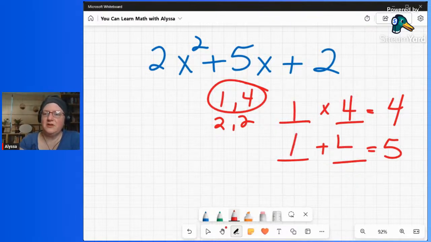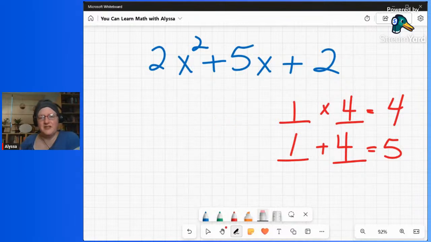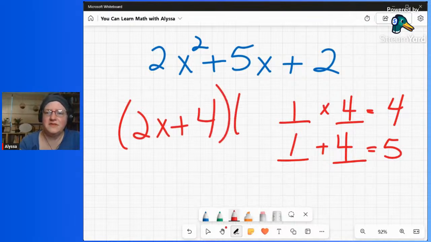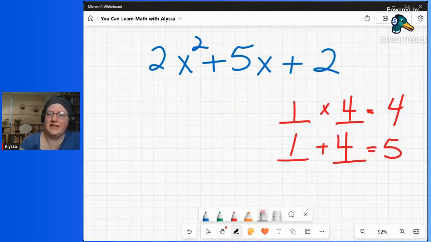So those are my 2 factors. And you're like, oh, yay. So can I just do like 2x plus 4 times x plus 2 like that? Because it's a 4 and a 1. Like, no. We can't do that. There's another step. Because of course there is, right?